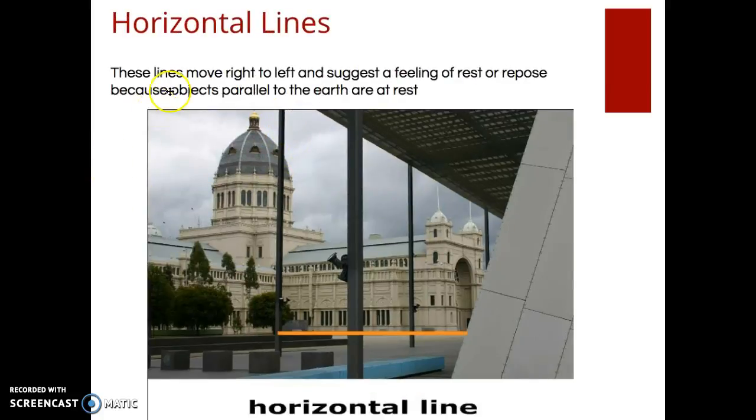A horizontal line, on the other hand, moves left to right or right to left, and it gives you the suggestion of rest or repose because it's parallel to the earth, at rest. It's kind of like the idea that when you're drawing a person sleeping, you're going to put them in a horizontal pose. You wouldn't put them in a vertical pose because that just wouldn't make any sense. These lines are used, like I said before, to create the idea of someone being at peace or at rest.